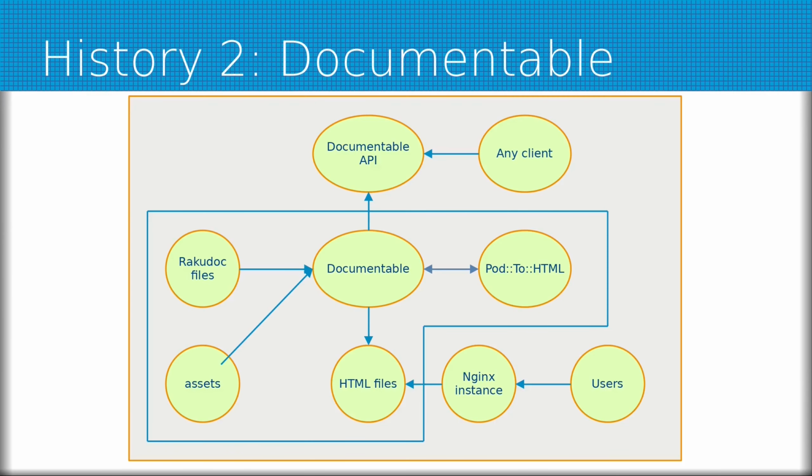The second thing, props to JJ, is a natural evolution of the script called Documentable. Documentable is a Raku distribution library model, call it whatever you like, which emerged to address a number of issues of the script. As you can see, the core setup remains the same. We take the files, assets, and together with the pod2html we create a bunch of HTML files we serve. But note the new elements here.